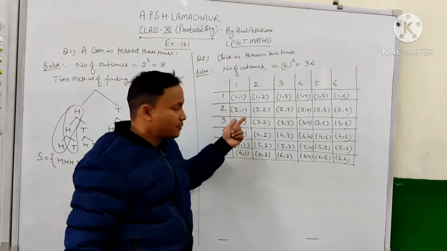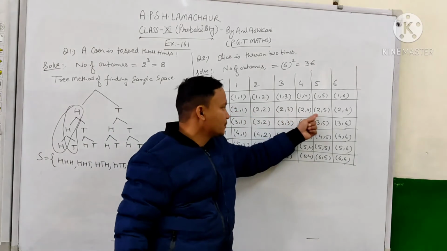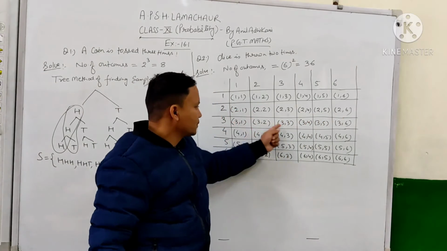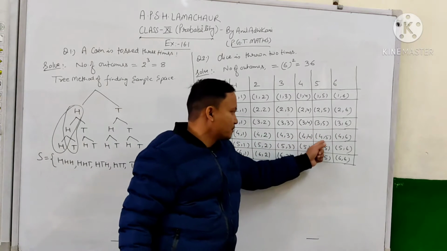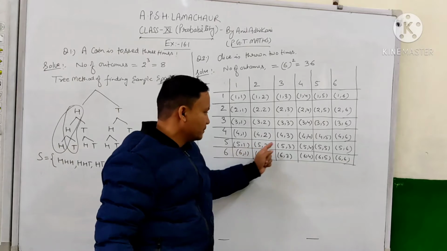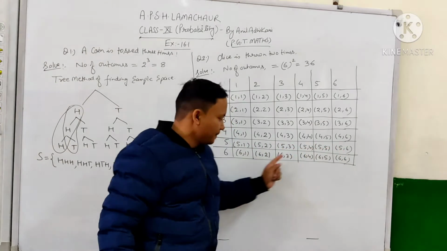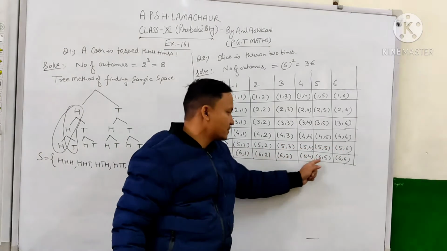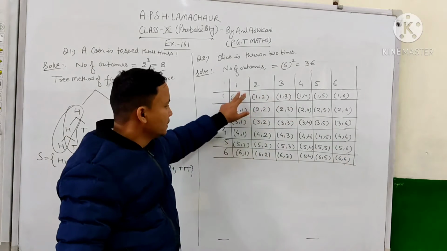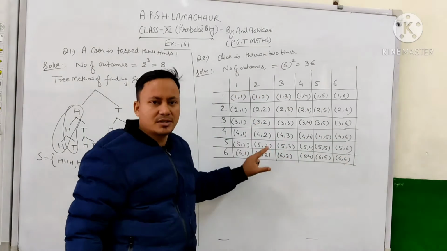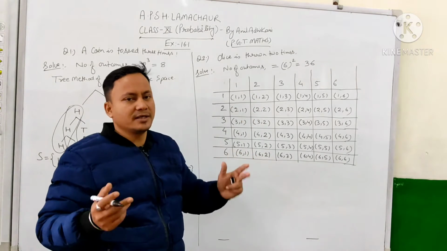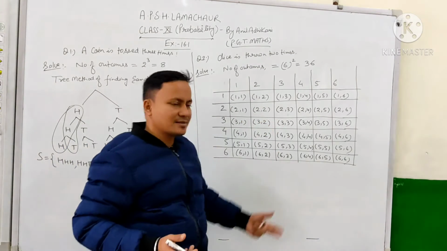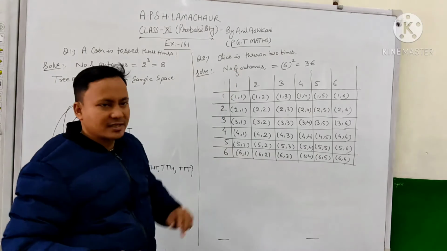Next 6 sample points 2 1, 2 2, 2 3, 2 4, 2 5, 2 6, 3 1, 3 2, 3 3, 3 4, 3 5, 3 6, 4 1, 4 2, 4 3, 4 4, 4 5, 4 6, 5 1, 5 2, 5 3, 5 4, 5 5, 5 6 and 6 1, 6 2, 6 3, 6 4, 6 5, 6 6. So all 36 sample points are there. The set of sample points, we know, is known as the sample space. So these are the sample space for this particular experiment.